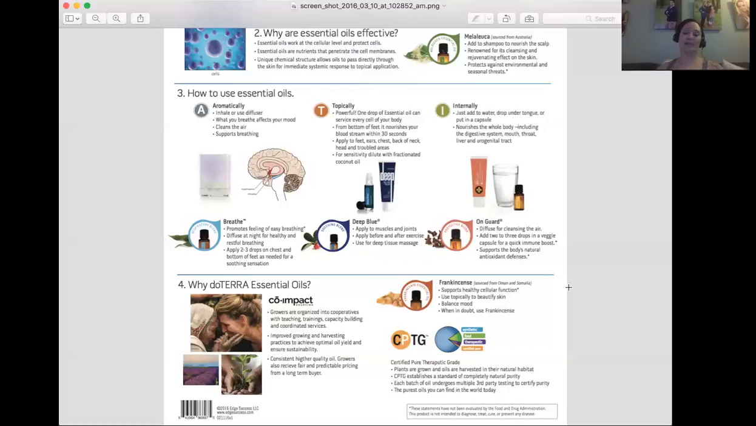And just to touch on the integrity of doTERRA, they took Roman chamomile off the market. They did not sell it when everybody else did.